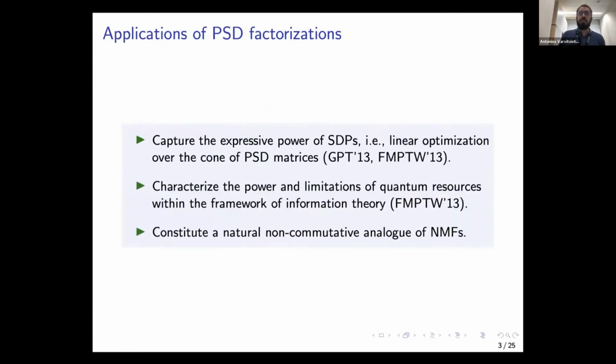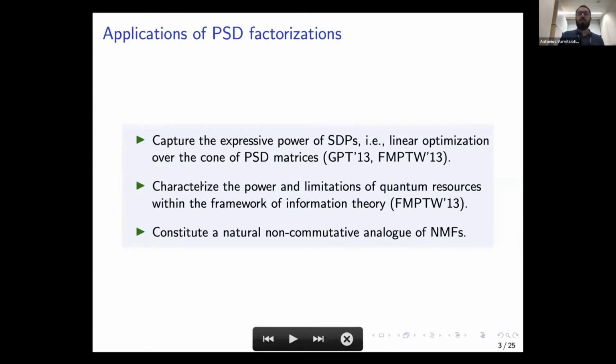It's related to all kinds of stuff, but I have two favorite applications. The first one is that PSD factorizations in general capture the expressive power of semi-definite programs. Semi-definite programs are just linear optimization over the cone of PSD matrices. What I mean by that is there's a canonical correspondence: if you have some polytope, you associate a matrix to it, the so-called slack matrix. Then PSD factorizations of the slack matrix give you a way to express your polytope as a projection of an affine slice of a PSD cone, of the size of the PSD factorization.